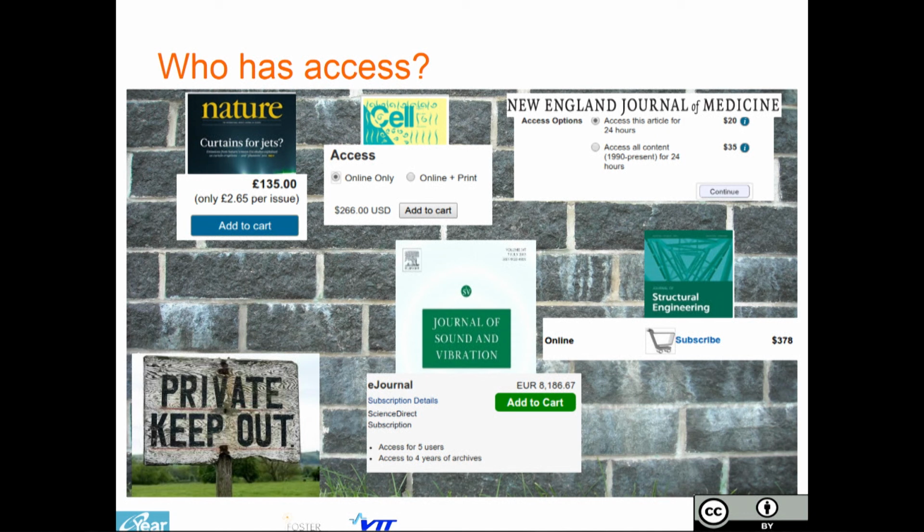Now, the Journal of Sound and Vibration, 8,186 euros, but what it does, it gives you access for 5 years, and then you're saying, oh, okay, so I'm not going to buy something that it's not good, it's a good deal, looks like it, but then you read, and it says access to 4 years of archive. So it means that you're buying the current year, and then you're buying access to the 4 past years. So I don't know if this is going to be a good deal for some of you again. And then structural engineering online, 378.